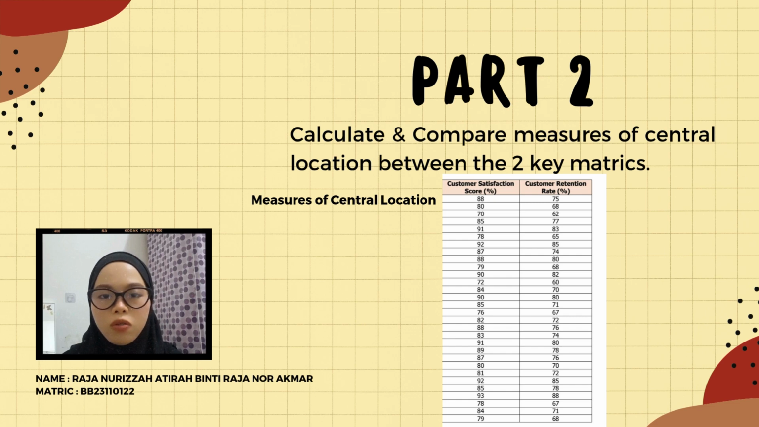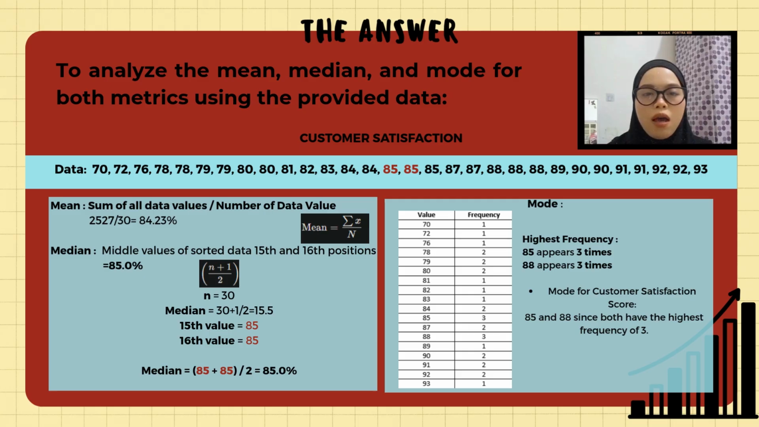In this video, I'm going to show you how to solve part 2, which is to calculate and compare measures of central location between the two key metrics. As we can see here, there is data about customer satisfaction and customer retention. For this part, you have to analyze the mean, median and mode for both metrics using the provided data.